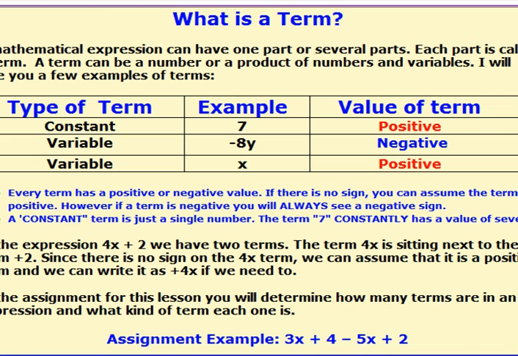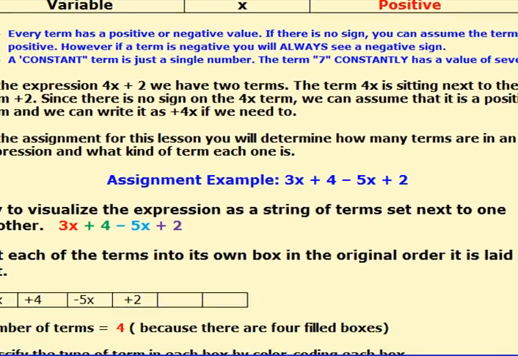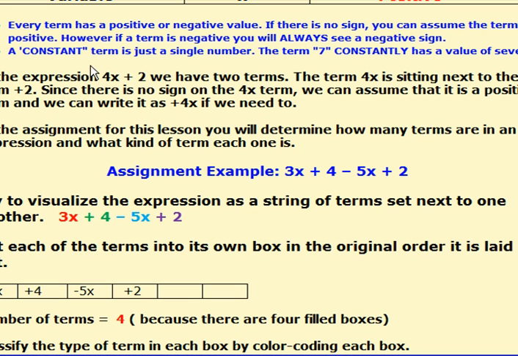Okay? So let's take a look at this expression, the expression 4x plus 2. Now we learned that the correct way to say that is 4 times x plus 2. And we have two terms here. The term 4 times x is sitting next to the term positive 2. So now instead of saying plus 2, I'm calling that term a positive 2 term. Okay? Since there is no sign in the 4x term, we can assume that it is a positive term, and we can write it as positive 4x if we need to.